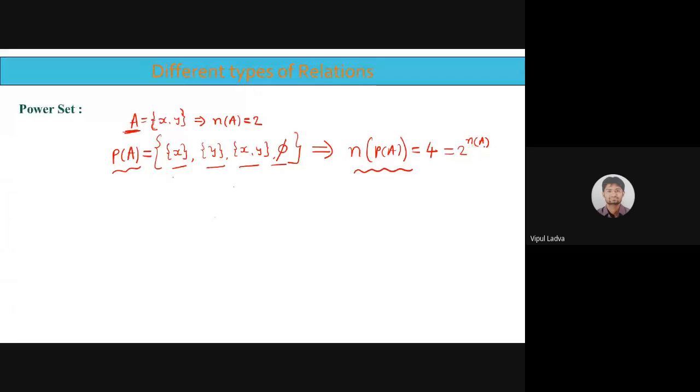You used to say 2 raised to n or 2 raised to m, and then you would specify what n is. N is the cardinality of set A. So yes, this is the formula, 2 raised to n, but now I'm denoting it like 2 raised to the cardinality of set A. Good. So this is what the power set is about.